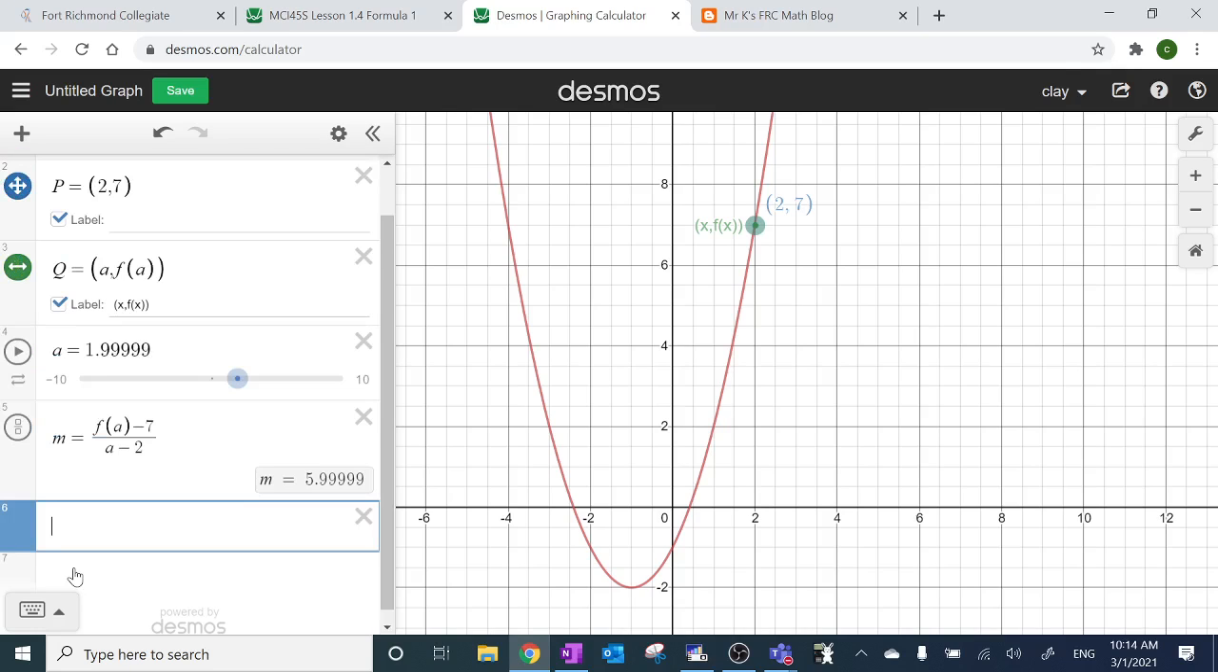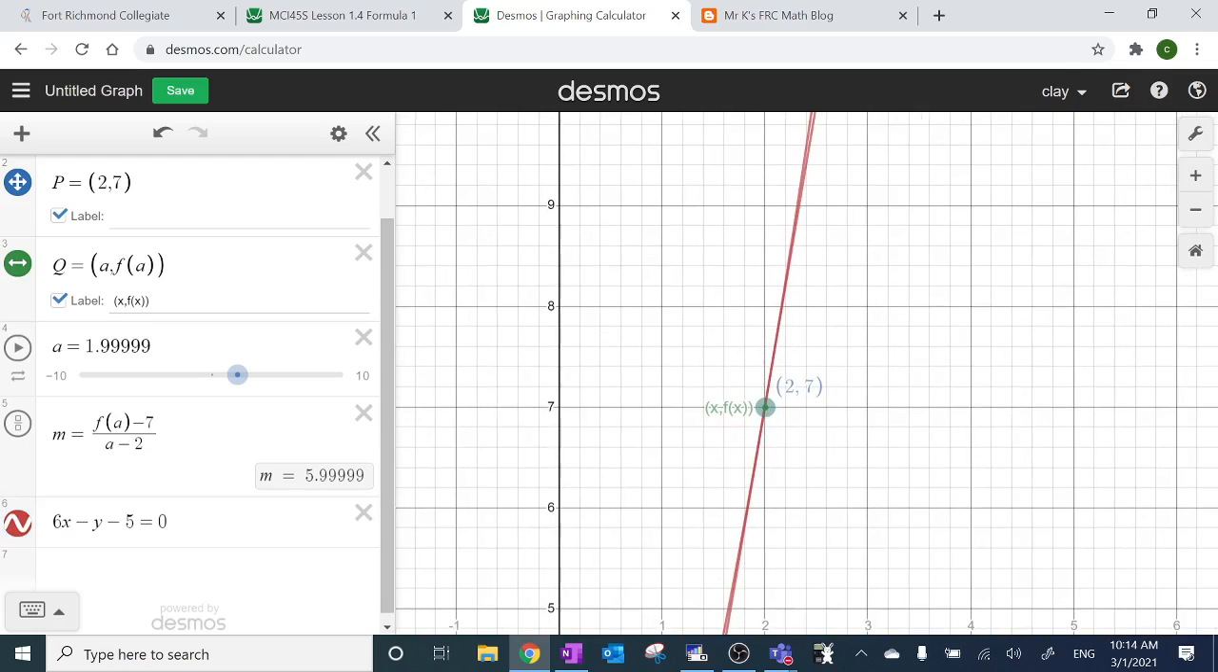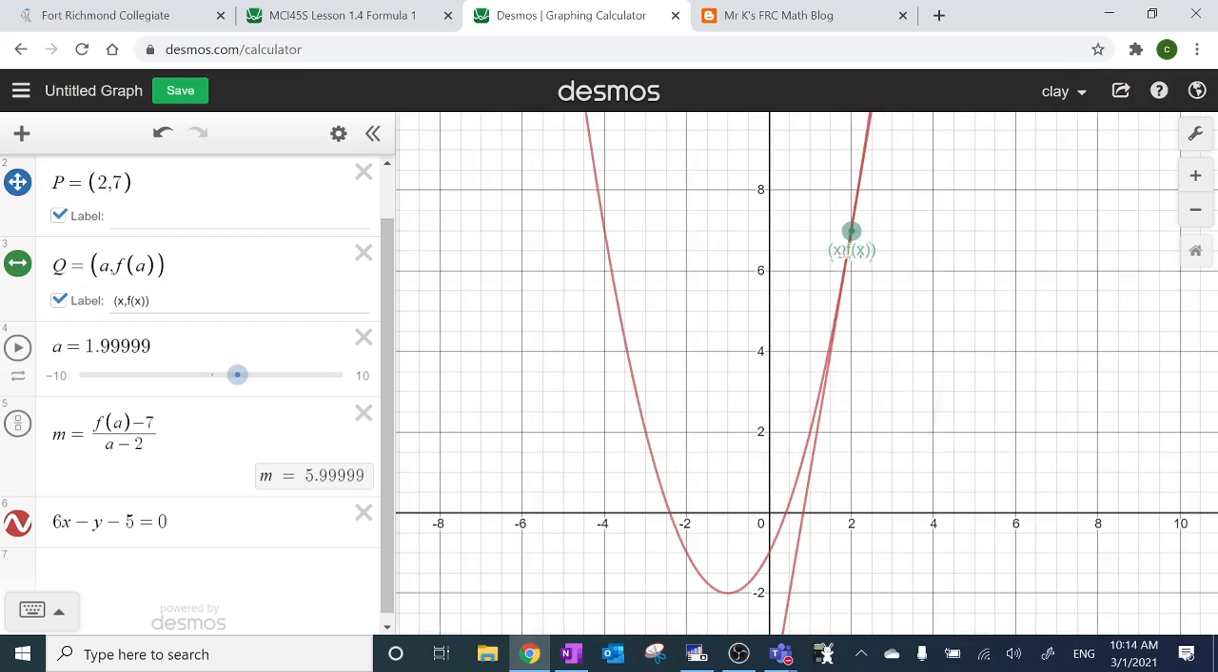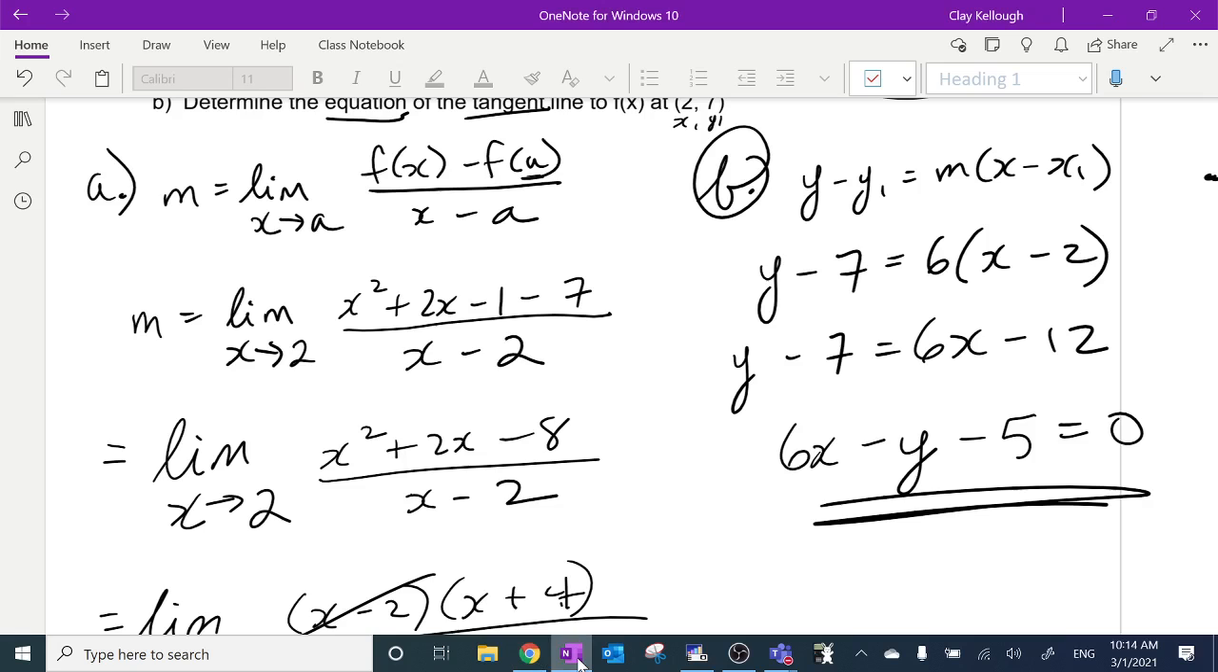So we'll go 6x minus y minus 5 equals 0. Oops, that's supposed to be a 0. And as you can see, yep, that looks very much like a tangent at that point. Perfect. So there we go. So there's the first example done on Desmos, just to check that we did it right, which we did. Okay, let's look at the second example.